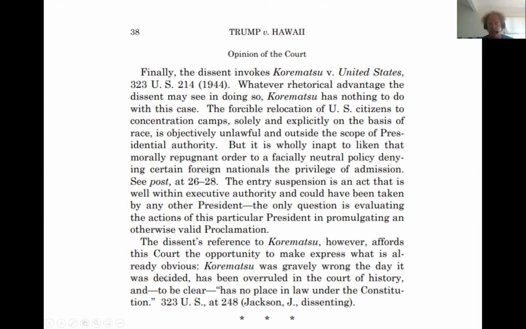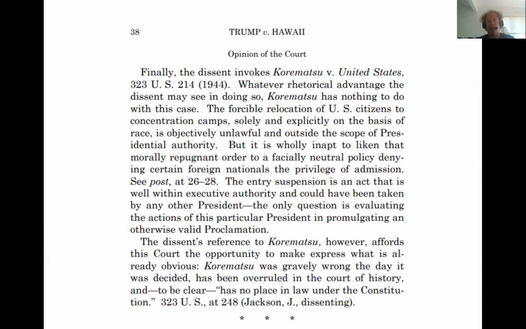The key line here: Korematsu was gravely wrong the day it was decided, has been overruled in the court of history, but Justice Roberts, who wrote this decision, concedes, not by the Supreme Court yet, and to be clear, has no place in law under the Constitution. So this last clause formally overturns Korematsu. But until this issue could be raised in the context of a live case or controversy before the Supreme Court, technically Korematsu remained good law. So it's one of the oddities of the U.S. system.